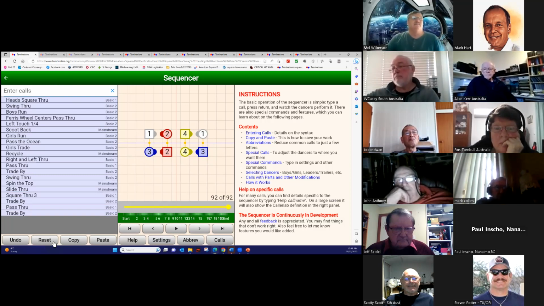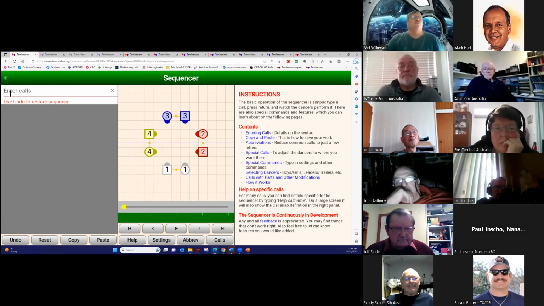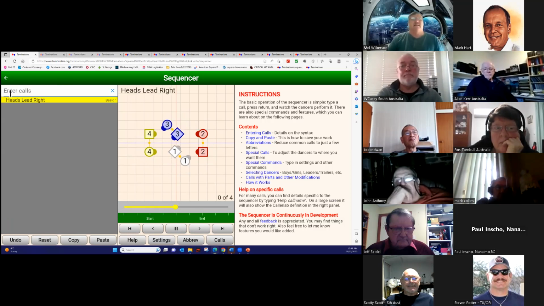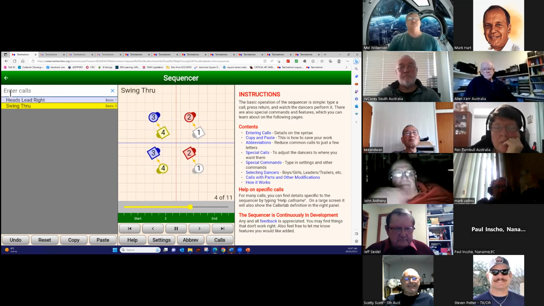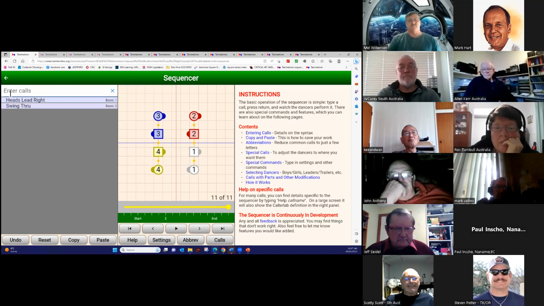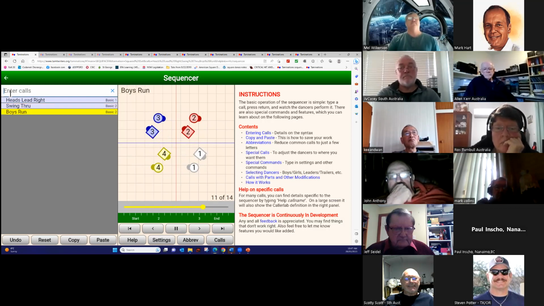What Alan is saying, if I'm correct, is that it works exactly the same if I do heads lead right. Now I have one in, one out of sequence. I can do anything here, but I want to change the sequence. And the sequence that I need to change right here is, of course, the boys. So if I do swing through, I have not changed the sequence of the girls, but I have changed the sequence of the boys. Boys run.